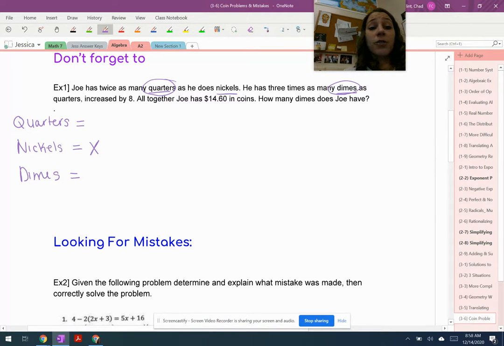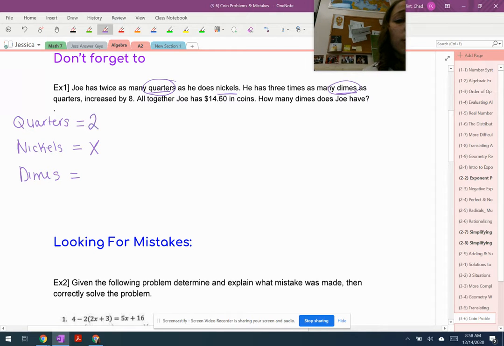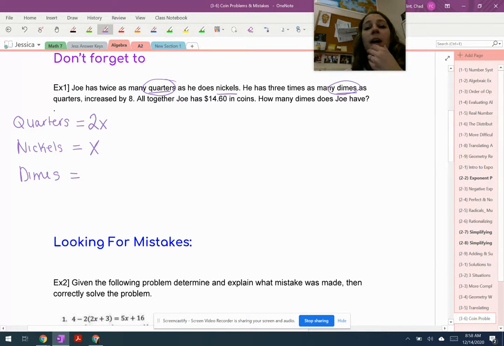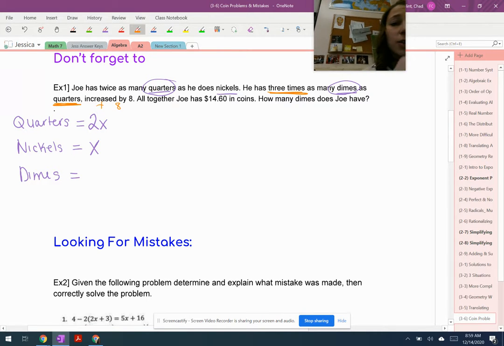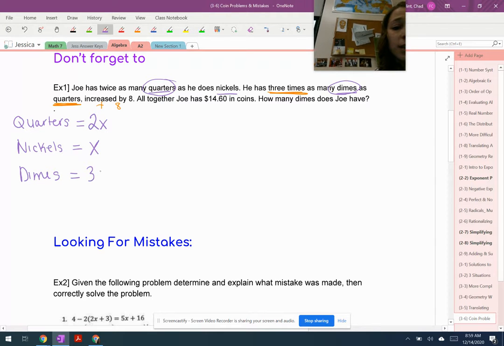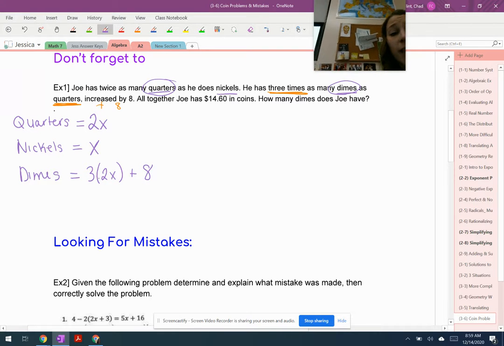So then if he has twice as many quarters as nickels, quarters would be 2x. And then for dimes, he has 3 times as many dimes as quarters, increased by 8. So 3 times the number of quarters is what I'm reading there. 3 times quarters increased by 8. And I'm just going to simplify that. 3 times 2x is just 6x plus 8.